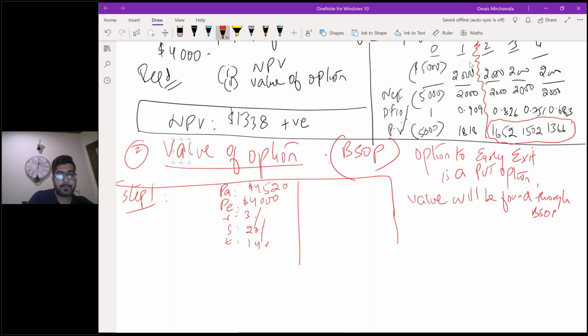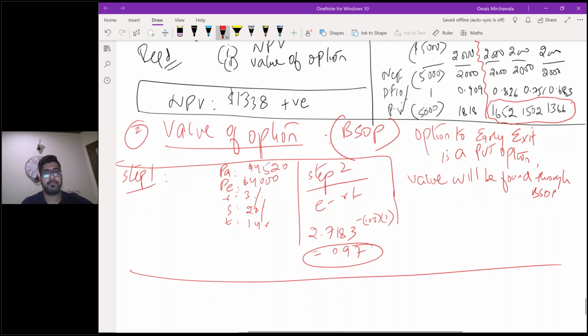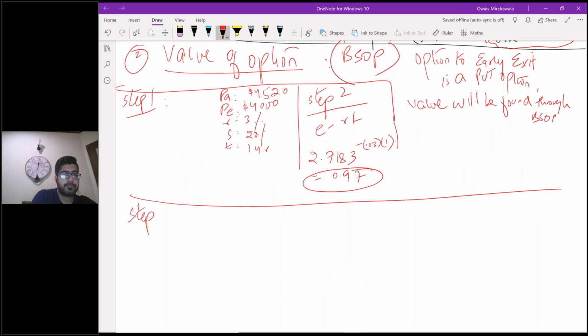Now the second step is e to the power minus RT. e is the exponential value, 2.7183, power minus R. It's 3%, 0.03. T is 1. So 2.7183 power minus 0.03. It's 0.97. Okay. Third step, d1, d2.